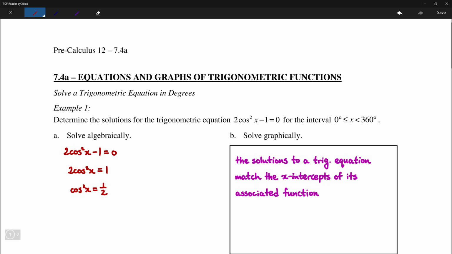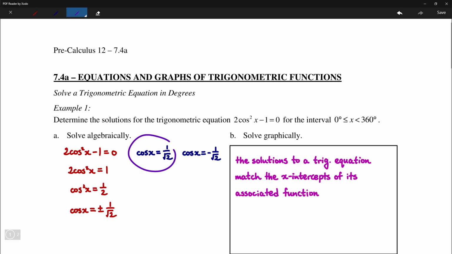And when we take the square root of both sides, we'll get that cosine x is equal to positive or negative 1 over root 2. Which means there are two possibilities. Either cosine x is equal to 1 over root 2, or cosine x is equal to negative 1 over root 2.